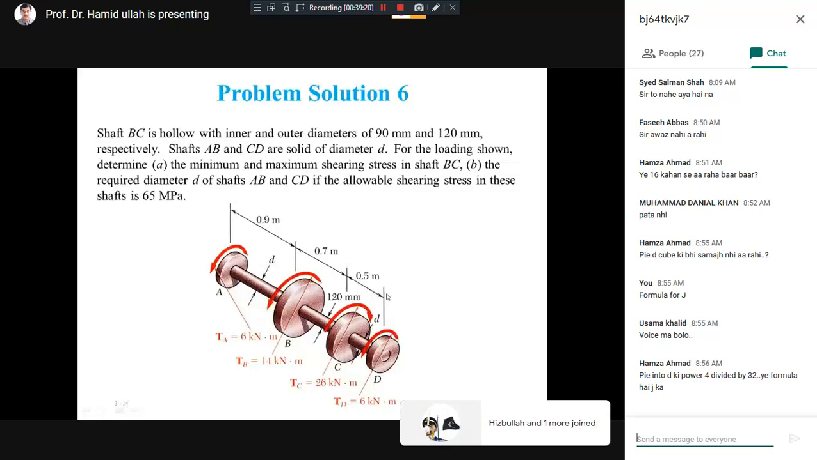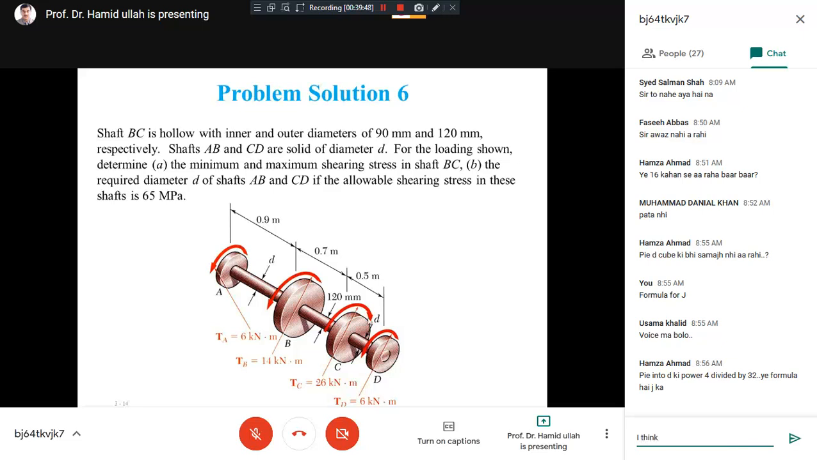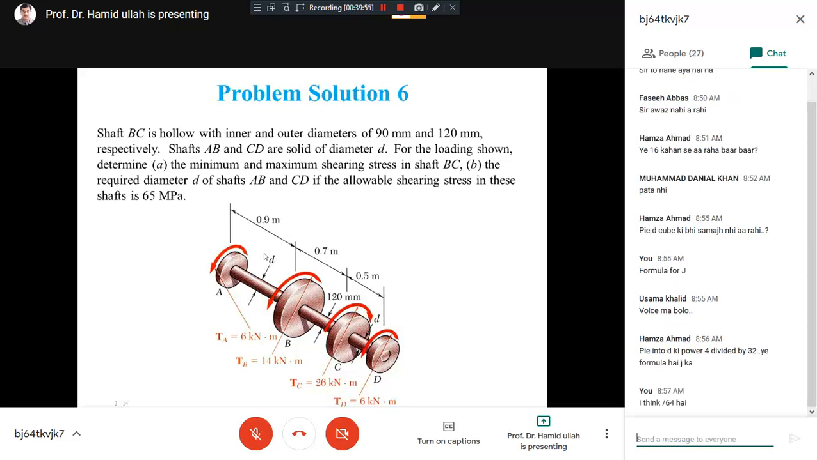Then what is next? Diameter is also given. In the data it is mentioned that shaft BC, which is the middle portion of the shaft, is a hollow shaft, and it has an inner diameter of 90 mm and an outer diameter of 120 mm. And these parts, AB and CD, are solid; they are not hollow. You can see small d here and small d here, so they are solid shafts having diameter small d.